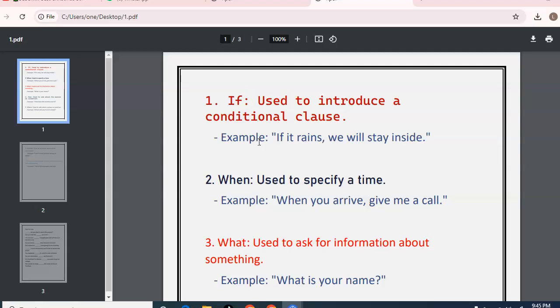Now, second one, we have another important one, that is when. Okay, so we use when to specify a time or to ask or talk about a time. For example, when you arrive, give me a call. It means the sentence is giving a vibe that when you arrive, give me a call. So it is specifically asking for a time.